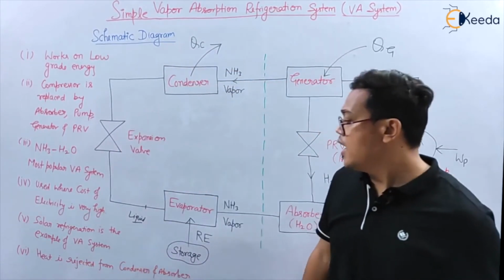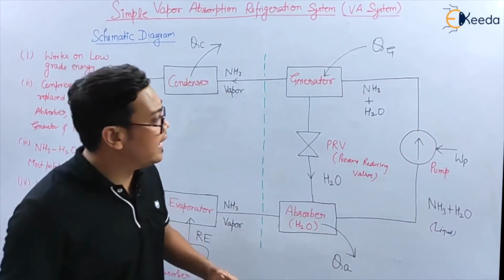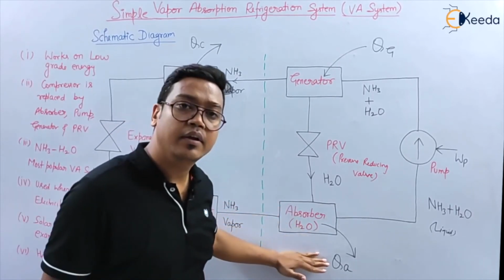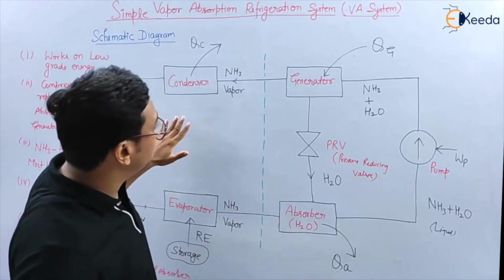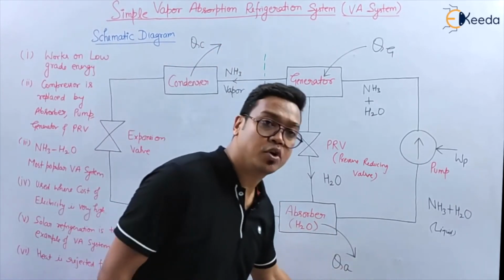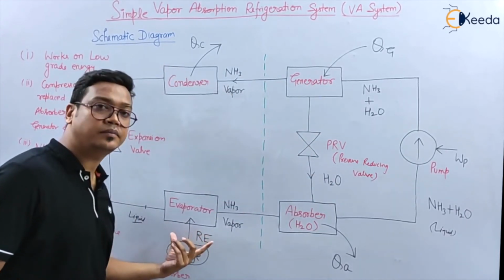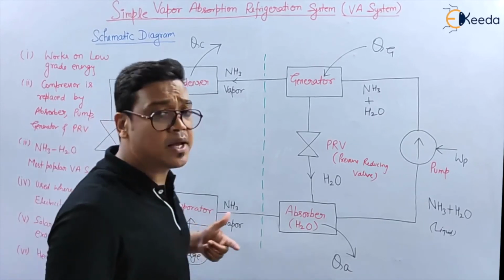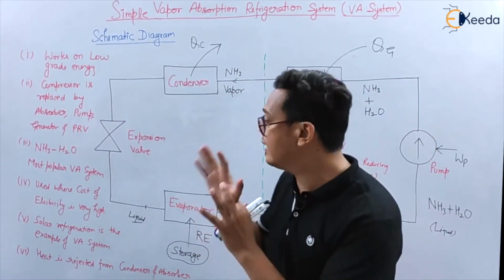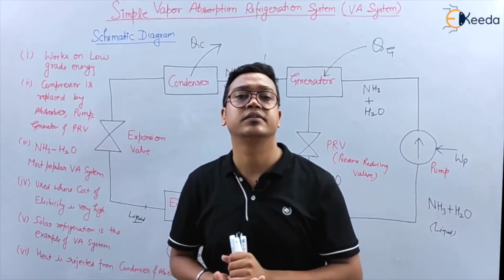Last point, you clearly see here that heat is rejected from the condenser and absorber, and heat addition is in the generator and evaporator. So these are some important points regarding the simple vapor absorption system, and this is the schematic diagram, and I have already explained the process.